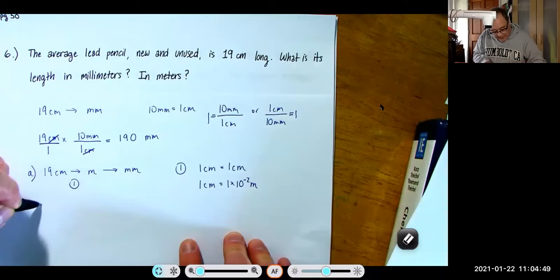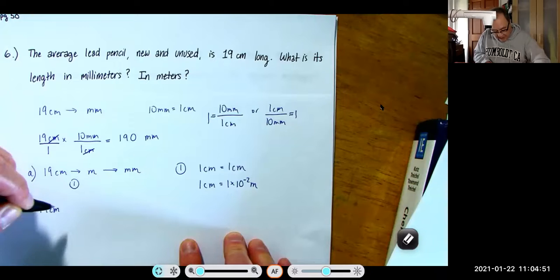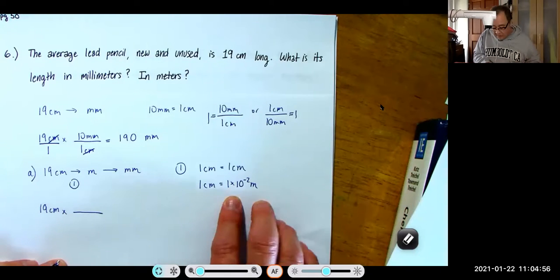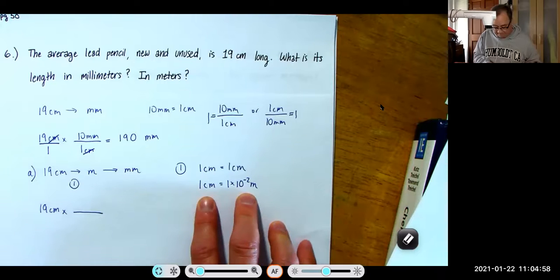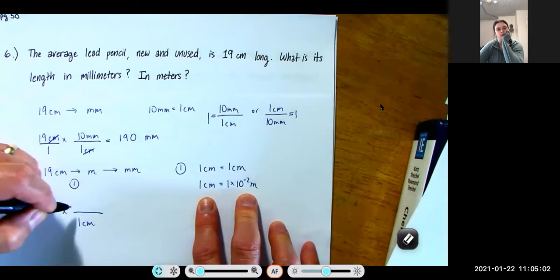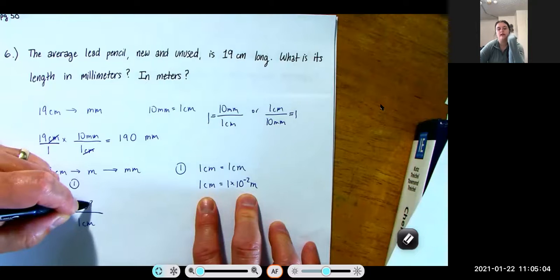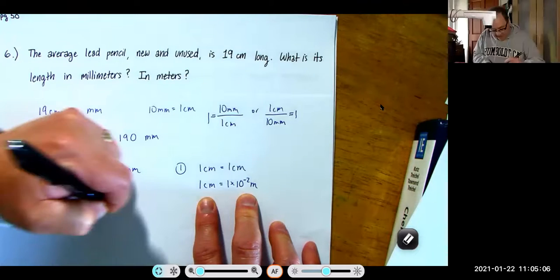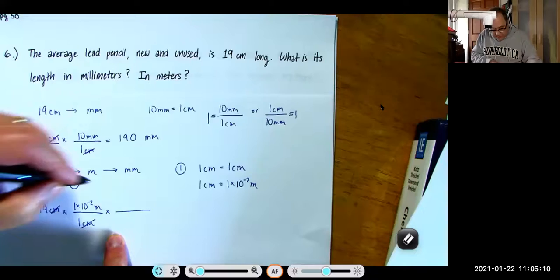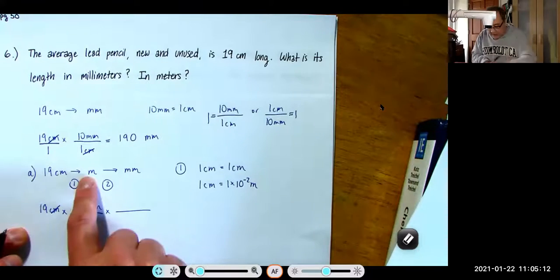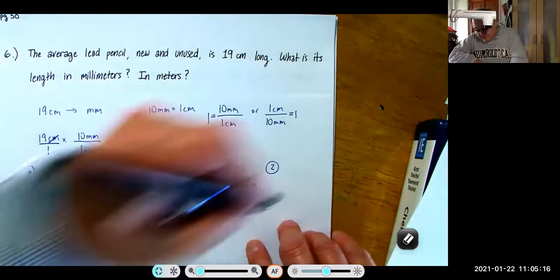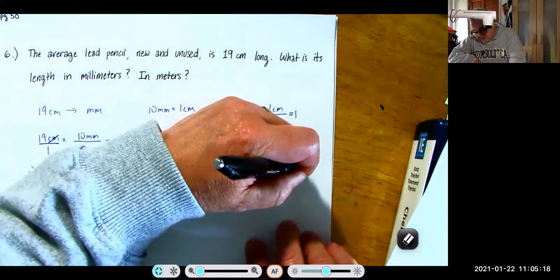So I can write 19 centimeters times. Now, one of these goes on the bottom and the other on top. Which one am I going to put on the bottom? Centimeter. And which one goes on top? The 1 times 10 to the negative second. Okay. So now I have meters. So for number 2, I want to go from meters to millimeters. And notice I do the same thing. 1 millimeter is 1 millimeter.